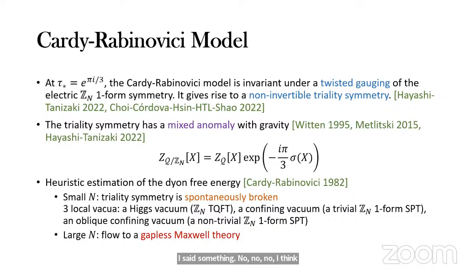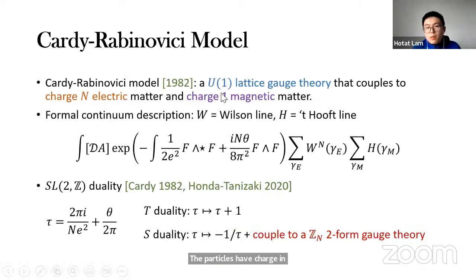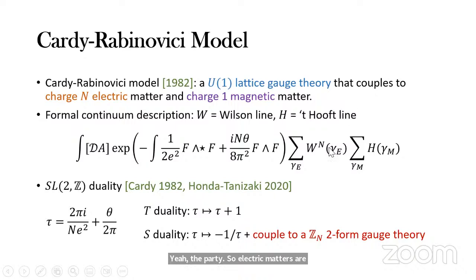The particles have charge n? Yeah, so electric matters are charged n, and magnetic matters are charged n as well. Yeah, that's right.